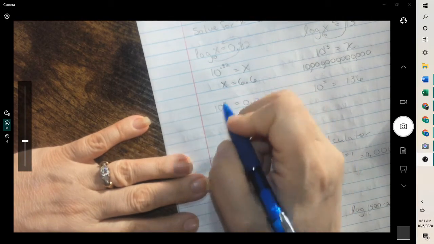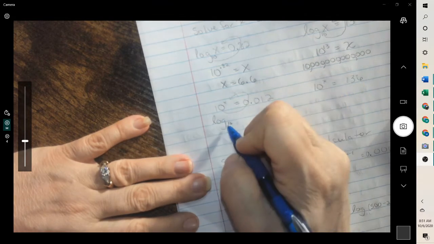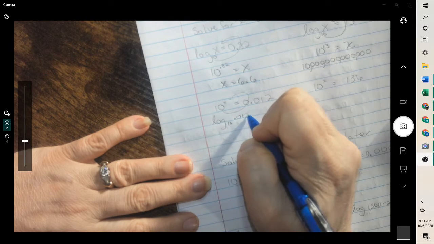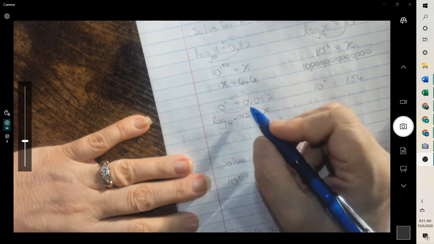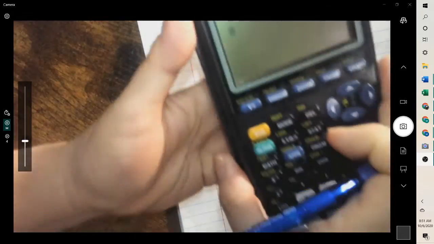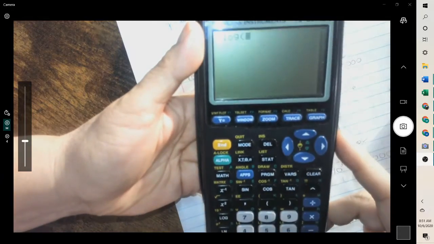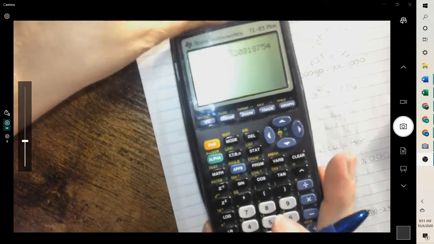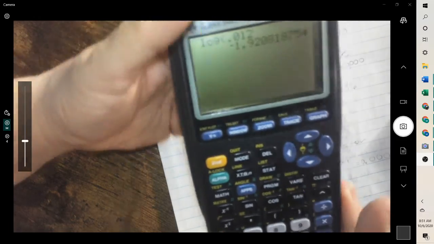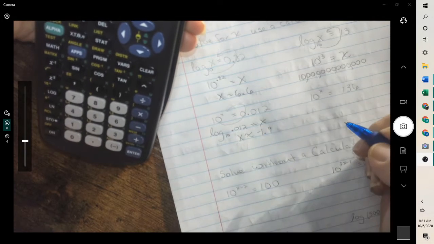Log base 10. Start with your base and loop around. Log base 10 of 0.012 equals x. Just flip around. My calculator's base 10, so I push the log button. And then I put in my number, which was 0.012. And I get a negative 1.9. So it's approximately a negative 1.9.